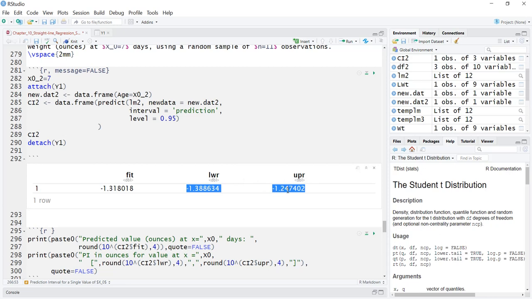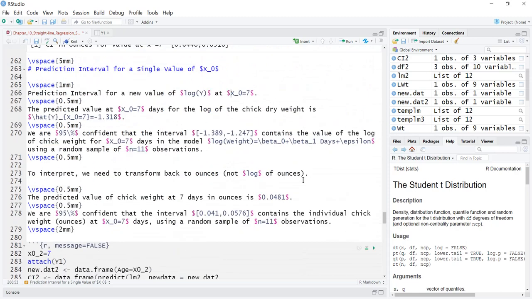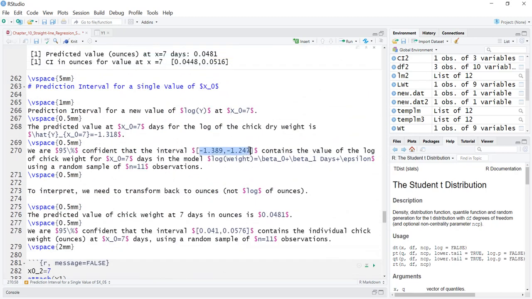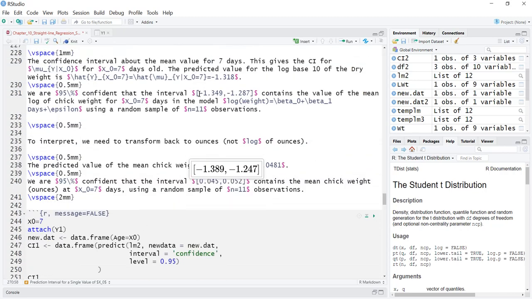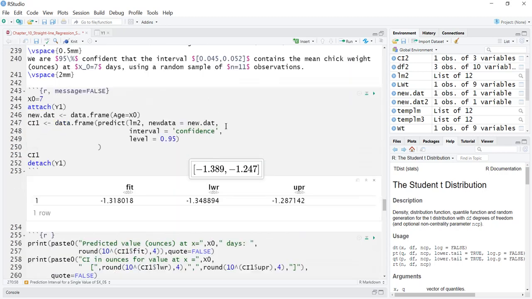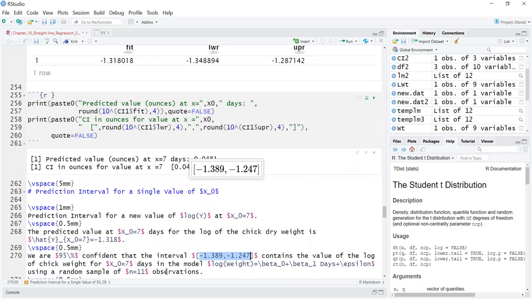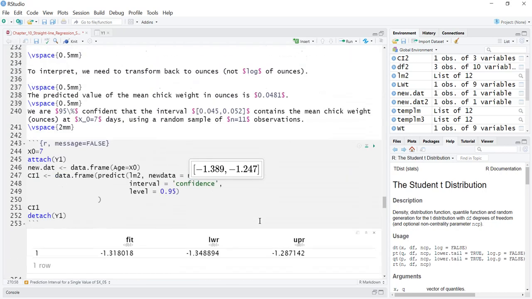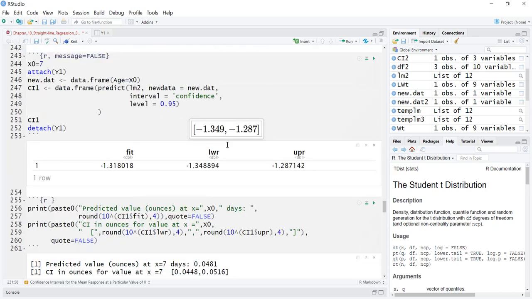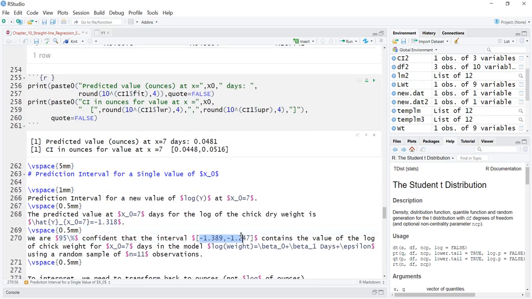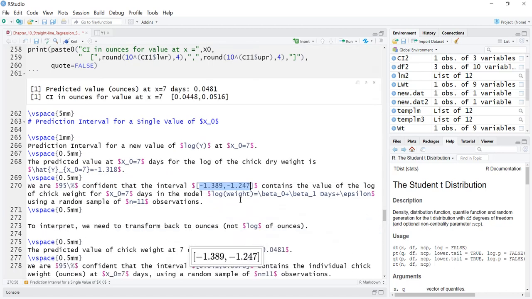-1.389, -1.247, and these are both negative. So here's the interval here, -1.389 to -1.247. You'll see these numbers are closer to each other, -1.349 versus -1.389, so further away from 0, -1.247, and -1.287. So this interval here is smaller than the interval. This interval is bigger. And that's what we expect for an individual point instead of the mean, okay?